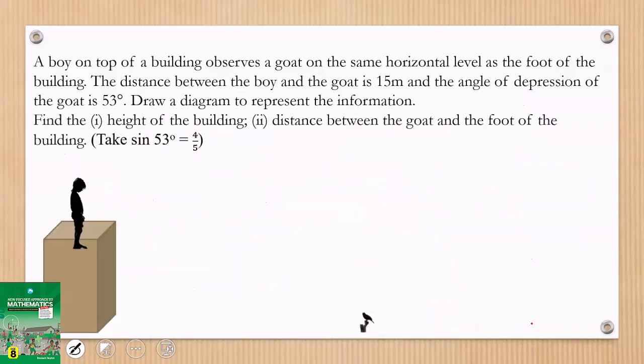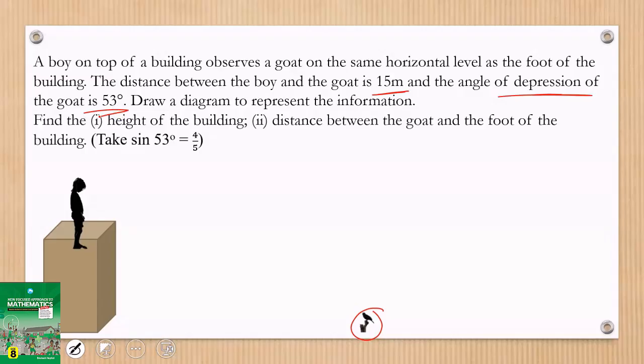A boy on top of a building observed a goat. Okay, it's a goat. And I've written a bed. Okay, the same thing, object. So a goat or a bed, the same. A boy on top of a building observes a goat on the same horizontal level as the foot of the building. The distance between the boy and the goat is 15 meters and the angle of depression is 53. Draw a diagram to represent the information.